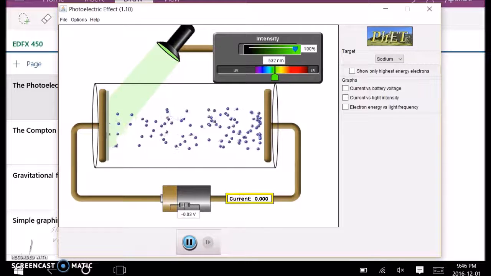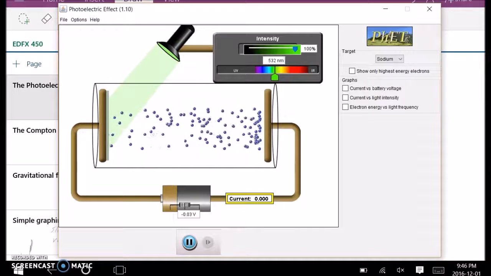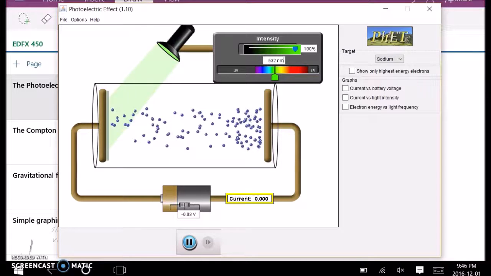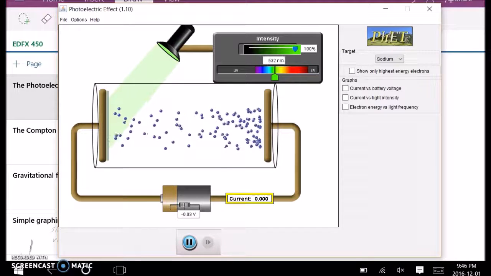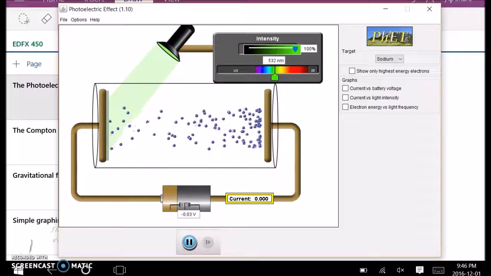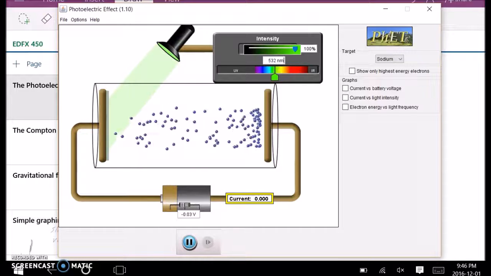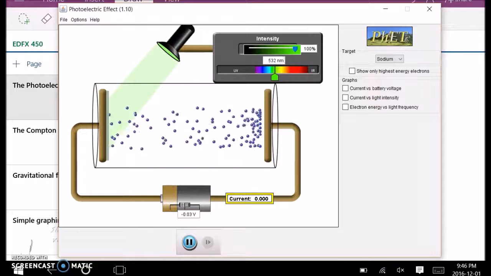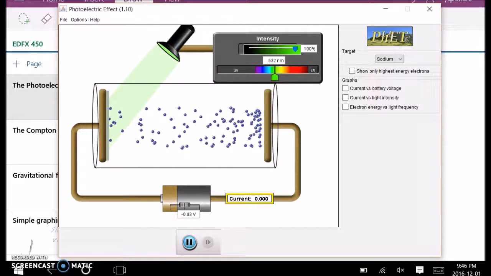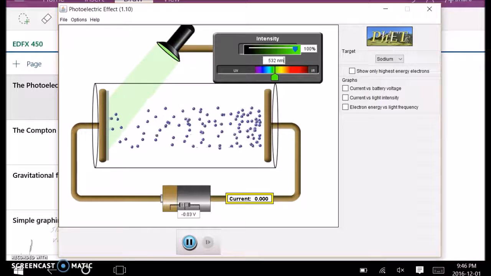Today I'm going to describe the most common way of looking at the photoelectric effect. So this is your most common setup. You have a battery at the bottom here, and you have a light that's shining onto a metal plate. This metal plate, because it's getting light shone on it, is getting energy from the light, and therefore it shoots off these electrons via the photoelectric effect.